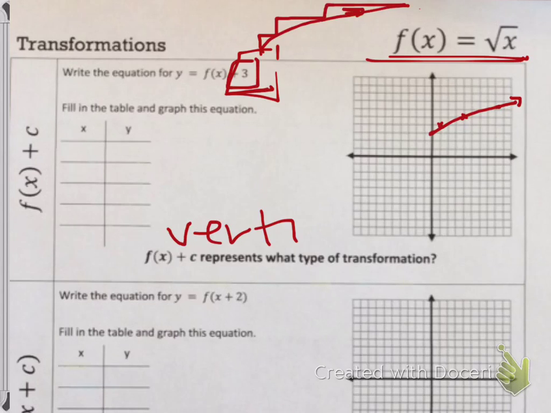That plus 3 on the back, because it moved up or down, would be a vertical transformation, which is what this question asks right here. Up and down is vertical, left and right is horizontal, and so that would be a vertical transformation, and it was up.